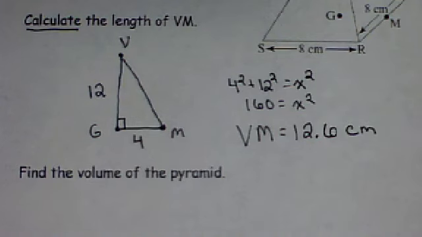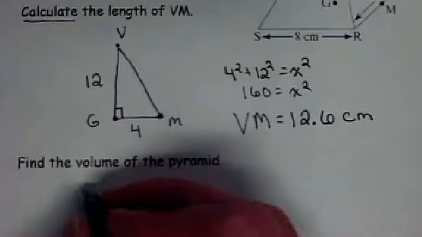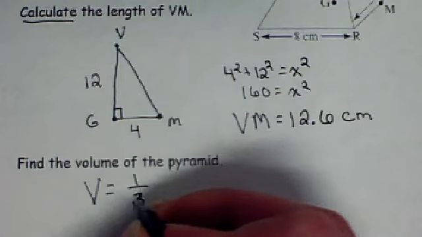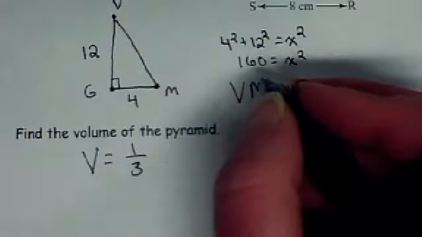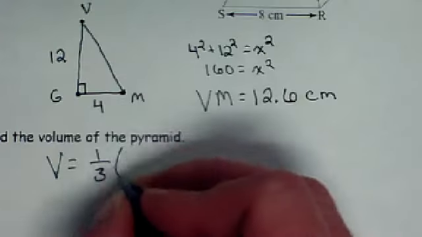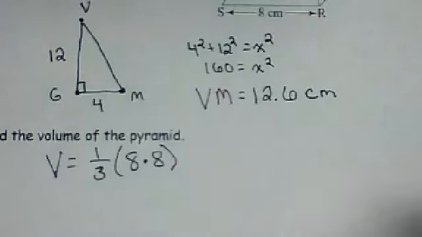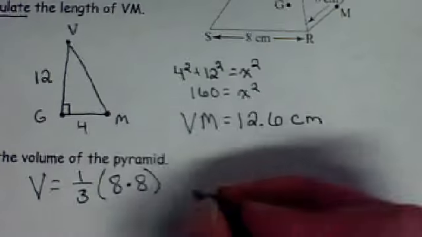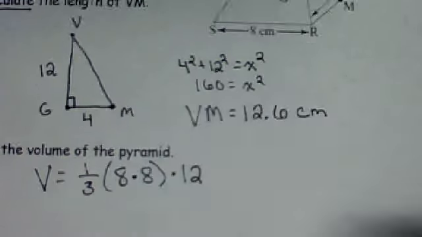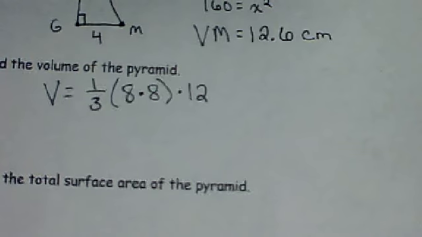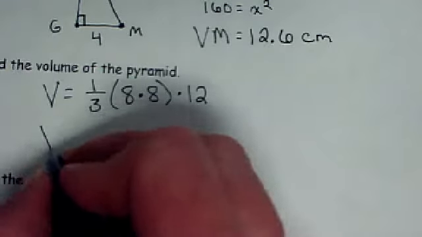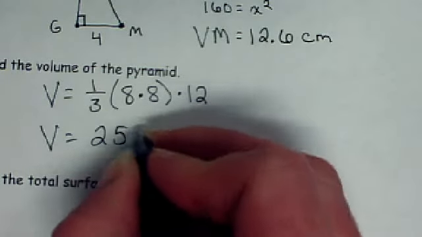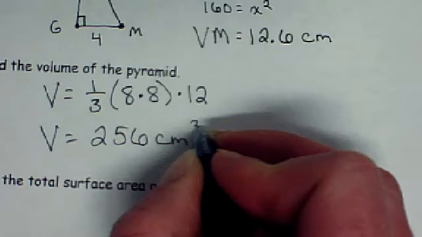Now it says to find the volume of the pyramid. Well, let's go back to our volume formula. It's 1/3 the area of the base. Oh, the base was a square, wasn't it? So that's 8 times 8 times the height of the pyramid. Oh, that's 12. 1/3 times 8 times 8 times 12 gives me, I got 256 centimeters cubed.